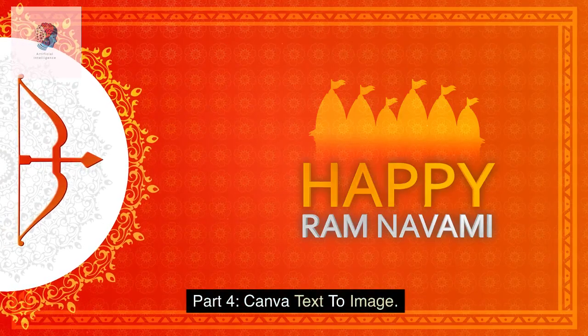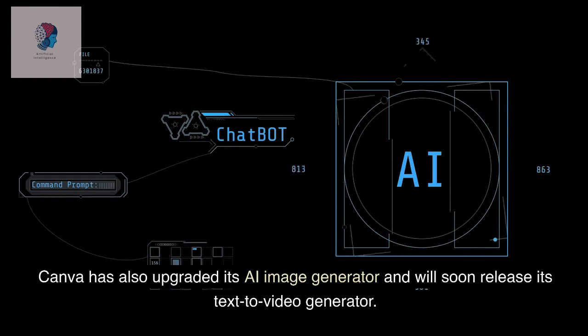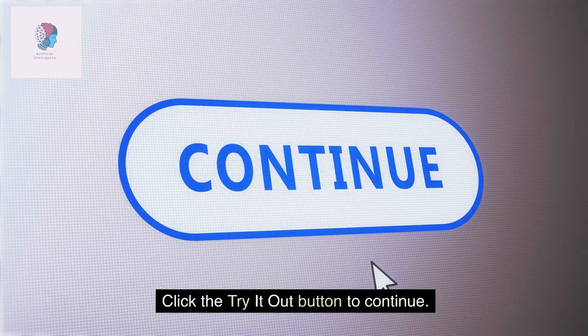Part 4, Canva Text to Image. Canva has also upgraded its AI image generator and will soon release its text to video generator. From the Magic Studio dashboard, select the Text to Image option. Click the Try It Out button to continue.